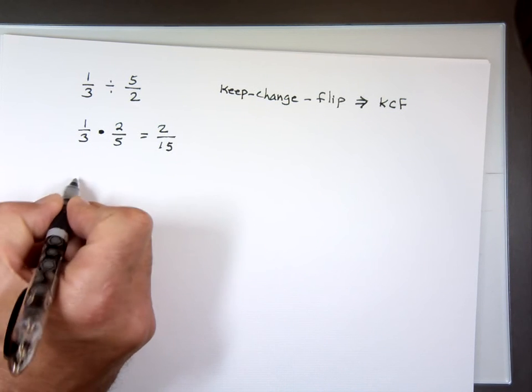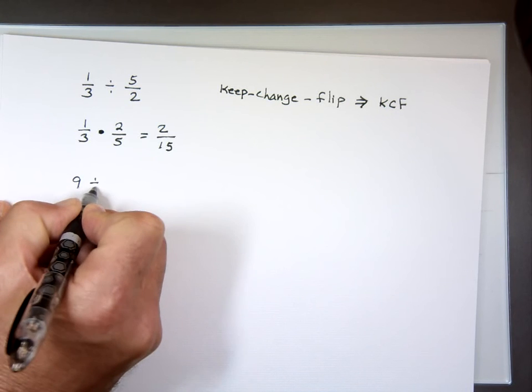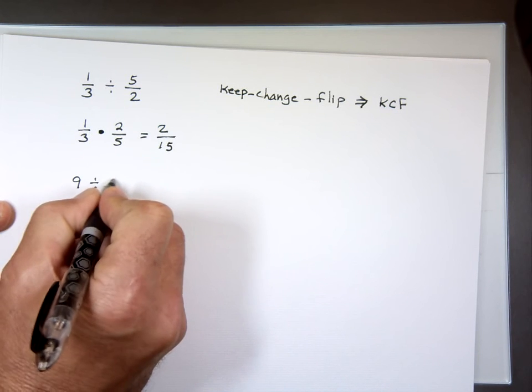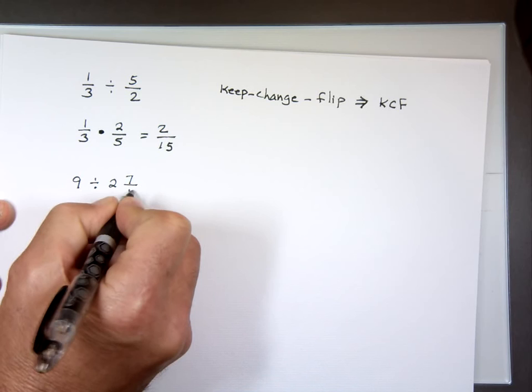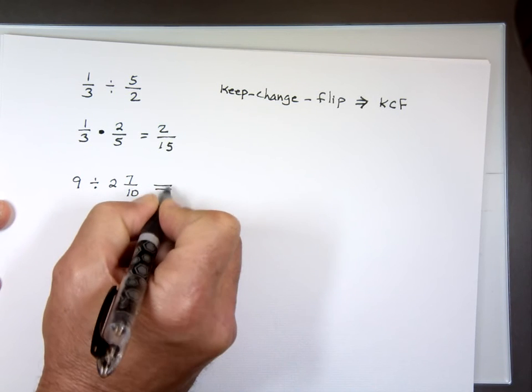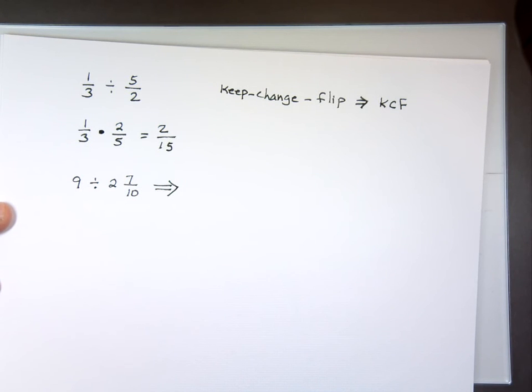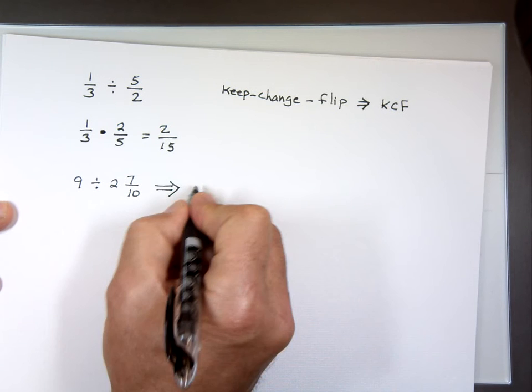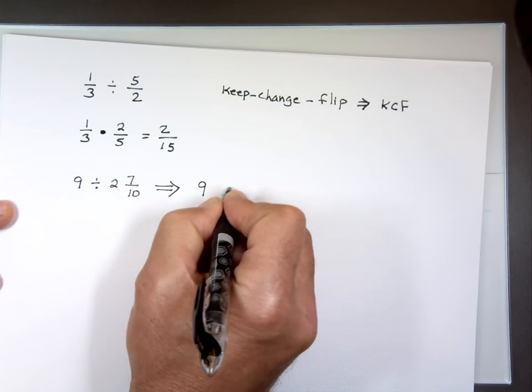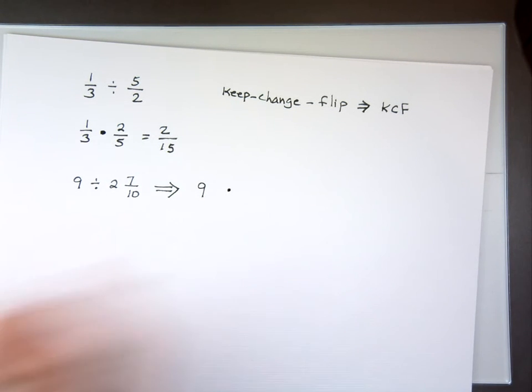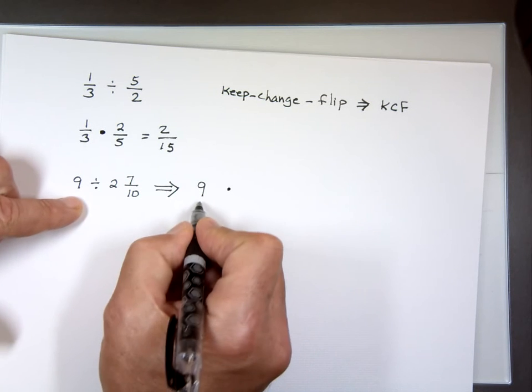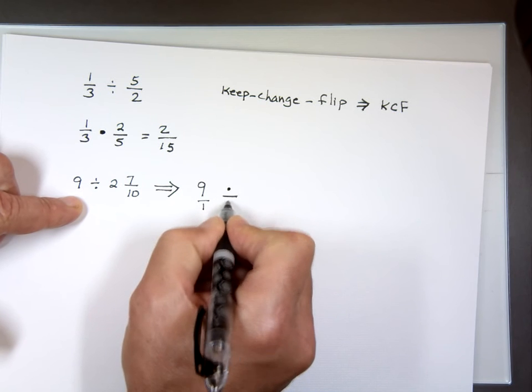9 divided by 2 and 7 over 10. Let's apply that rule. KCF, keep, change, and flip. It becomes 9 times. Notice I can't flip that one. How do you flip it? What you want to do first, before I do that, maybe I should change them to improper fractions. So this is 9 over 1 divided by, let me just rewrite that.